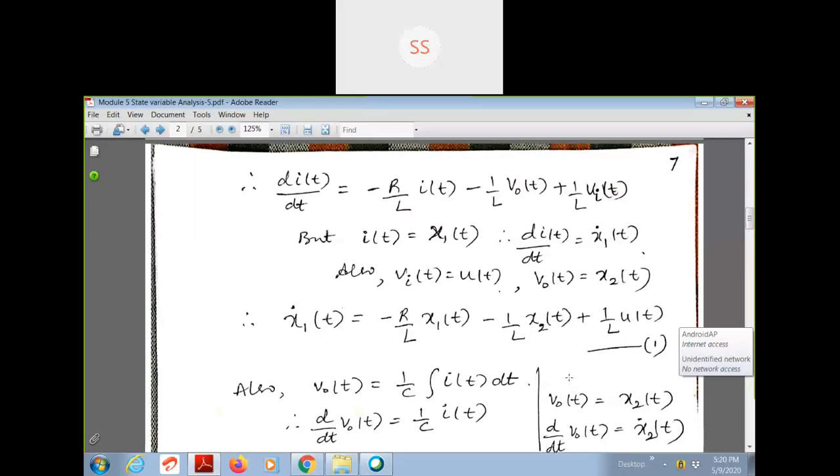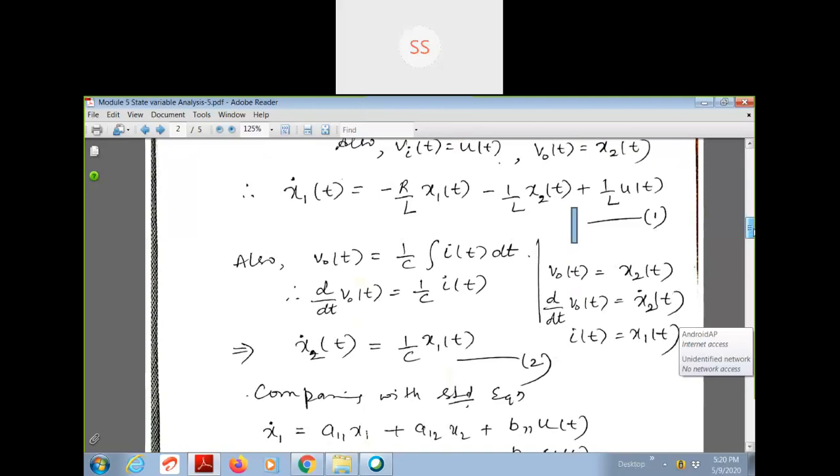Similarly, there are two state variables. One is this I of t, for which we have already derived the state equation. The other one is v naught of t also. So therefore we have to write d by dt of this v naught of t also as a second state equation. We know that from the given circuit, v naught of t equal to 1 by c into integral of I of t into dt.